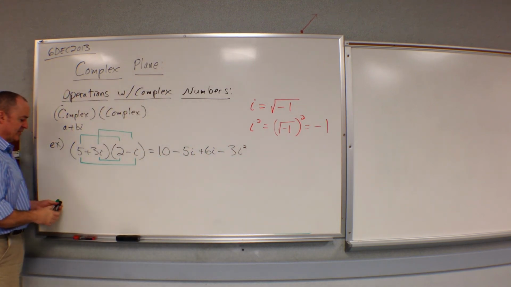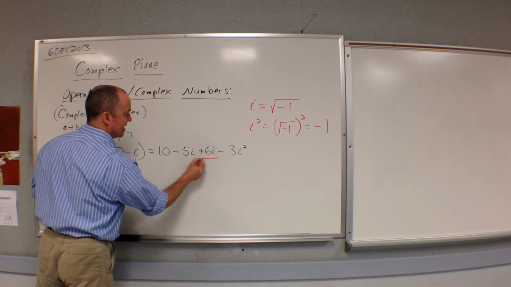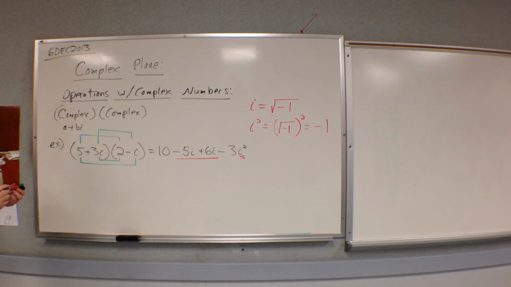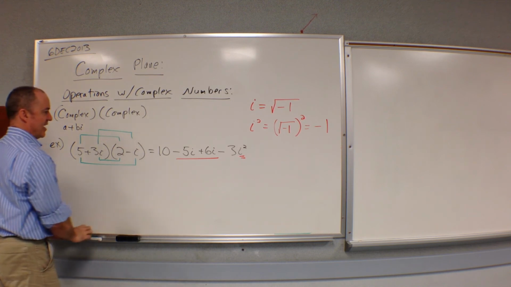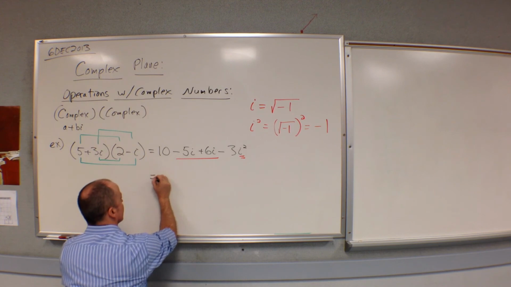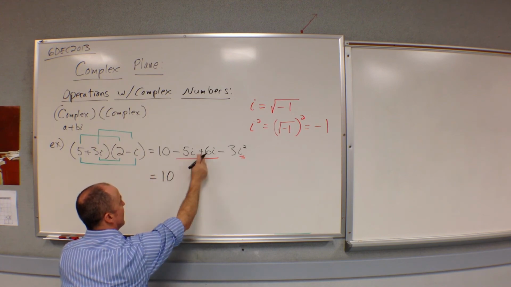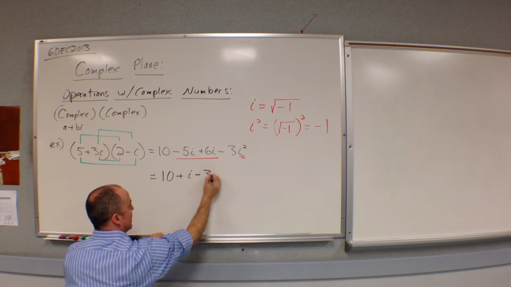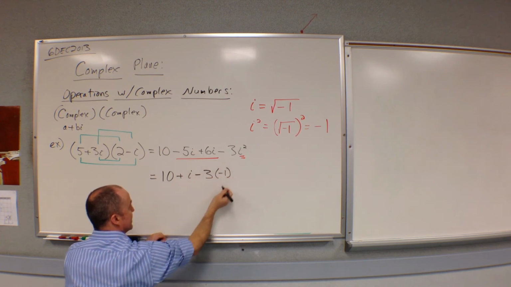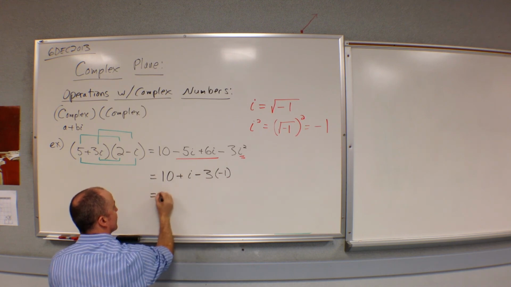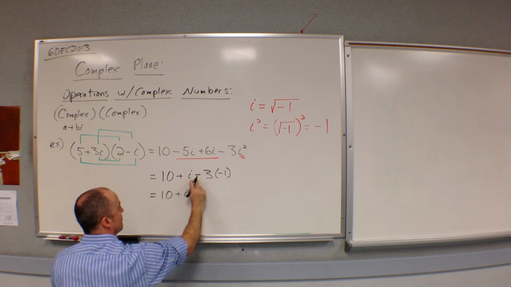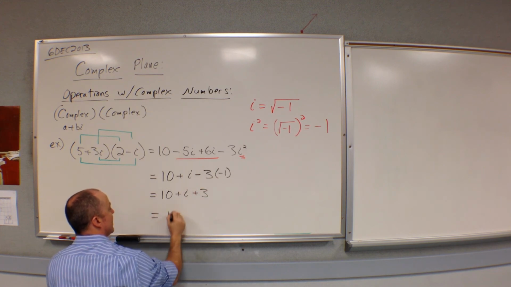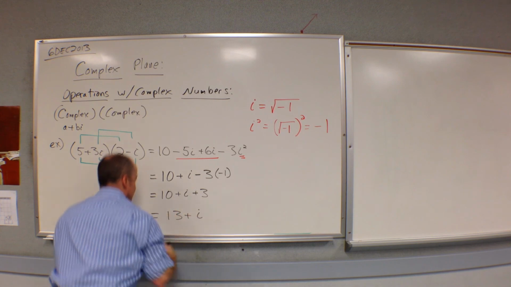Okay, so we have two things we have to do now. We have to combine the like terms, and we're not allowed to leave i squared sitting there. So my final answer should look something like 10 minus 5 plus 6, it gives me plus 1i left. And then my i squared becomes negative 1. 2 times negative 1, that's going to get me minus 2. So my final answer is 8 plus i.